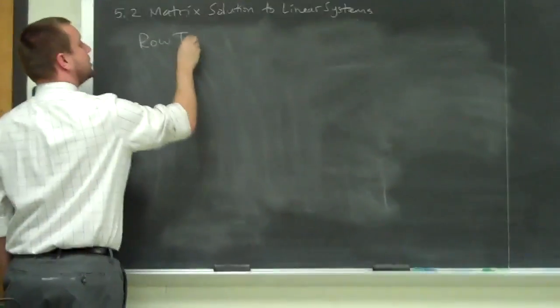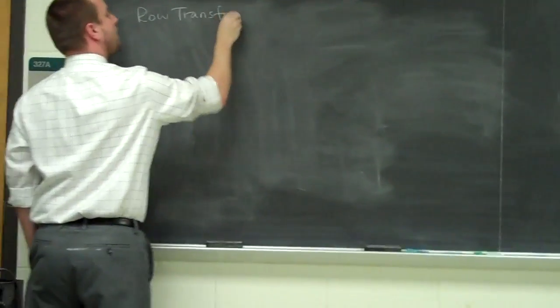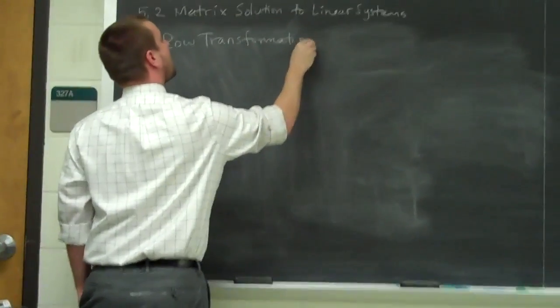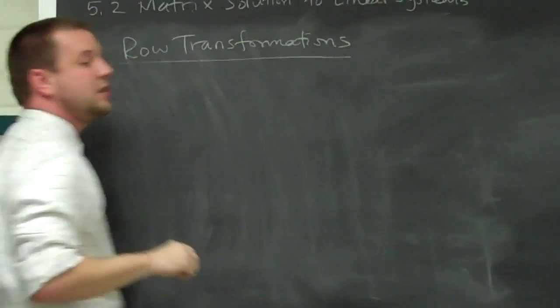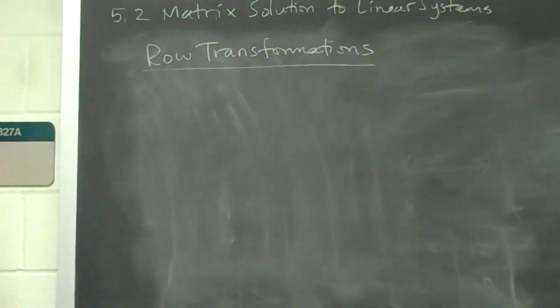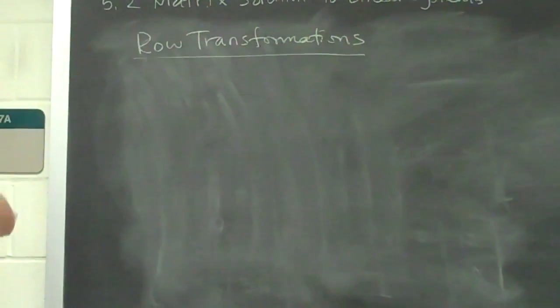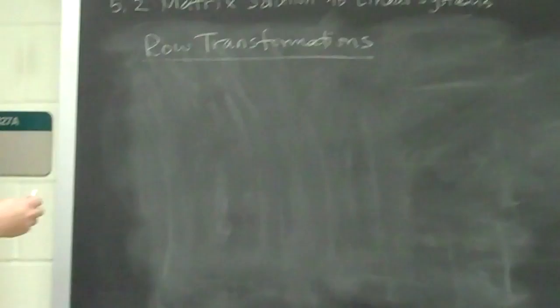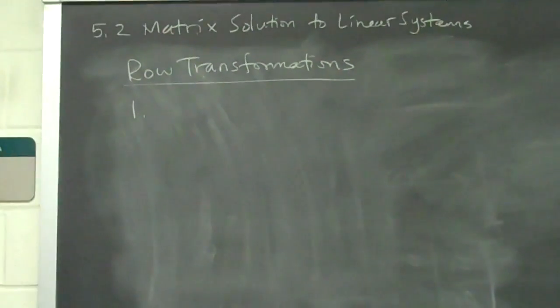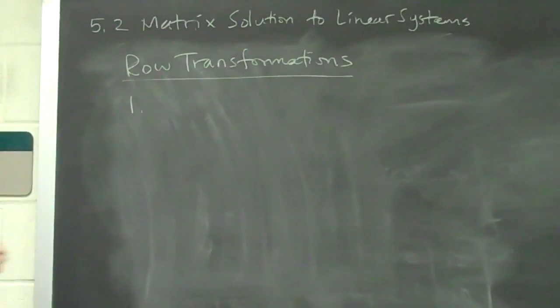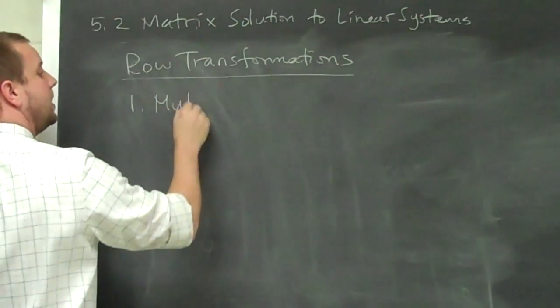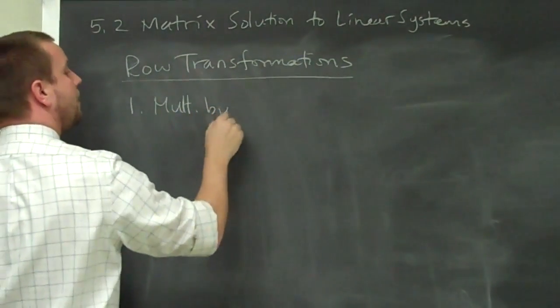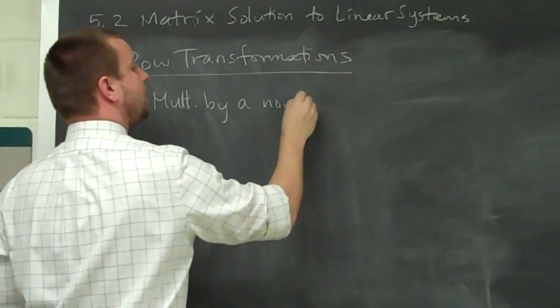Called row transformations. And as your calculator is doing RREF, it's doing a sequence of these three row transformations in whatever order it needs to do to make it work. Okay? The first thing that I may do to any row is I may multiply it by a non-zero scalar.